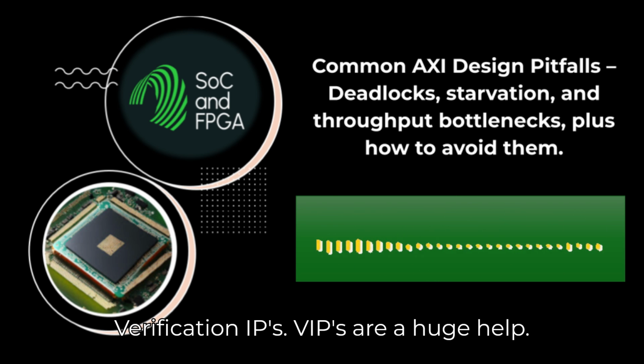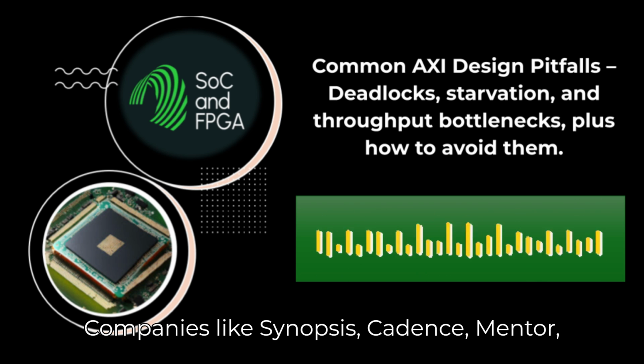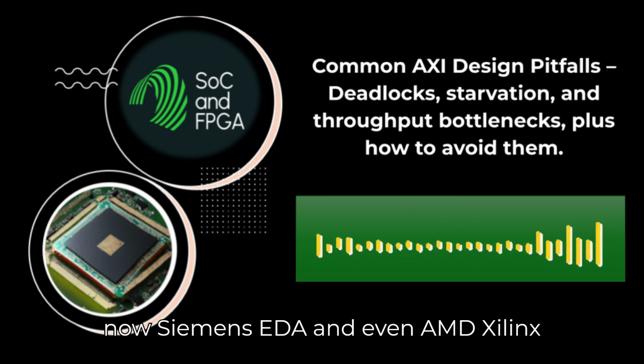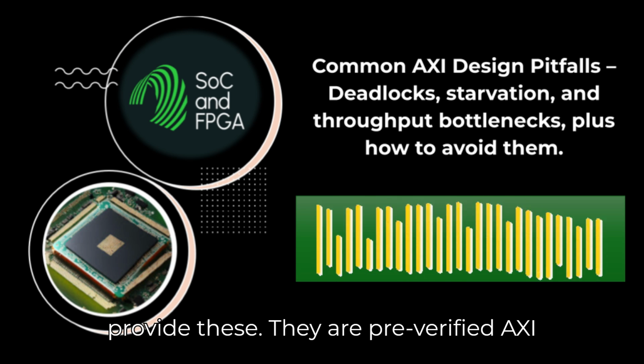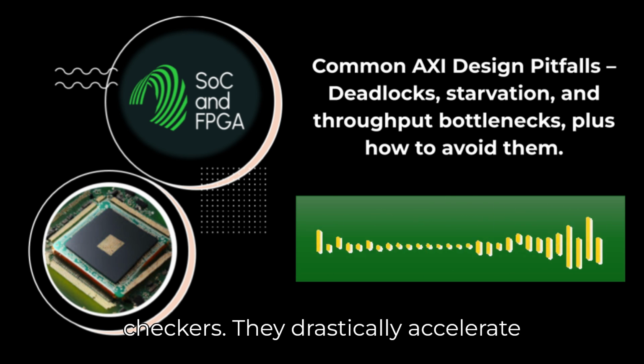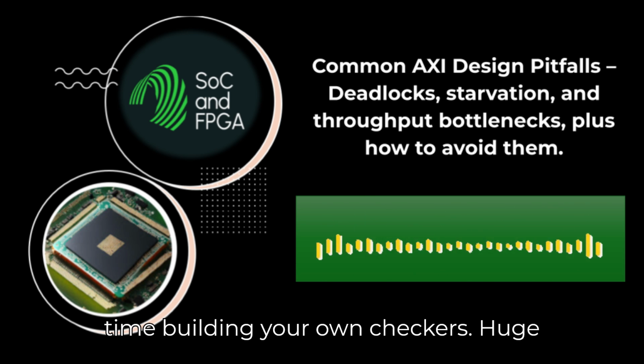Verification IPs, VIPs, are a huge help. VIPs. Those pre-built models. Right. Companies like Synopsys, Cadence, Mentor, now Siemens EDA, and even AMD Xilinx provide these. They are pre-verified AXI master and slave models and protocol checkers. They drastically accelerate testbench development and catch protocol violations automatically. Saves a lot of time building your own checkers.